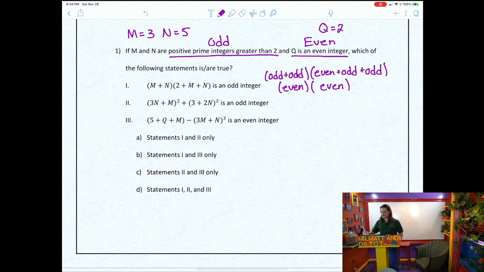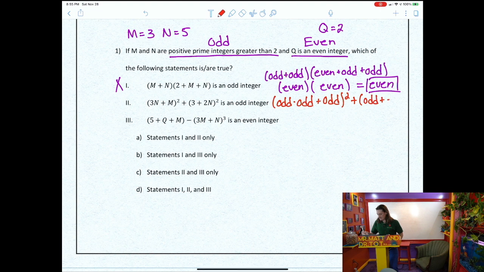An even times an even will always produce an even product. So statement 1 is false. Statement 2: 3 times n, so that's going to be an odd, which 3 is odd, n is also odd, plus m, which is odd, quantity squared, plus 3, which is odd, plus 2, which is even, times n, which is odd, quantity squared.